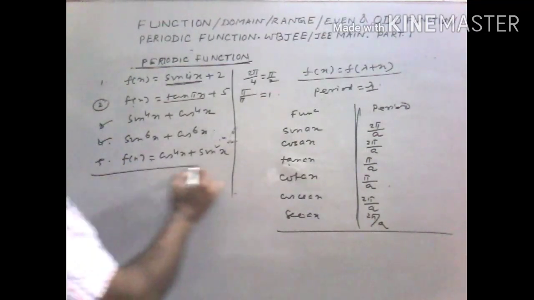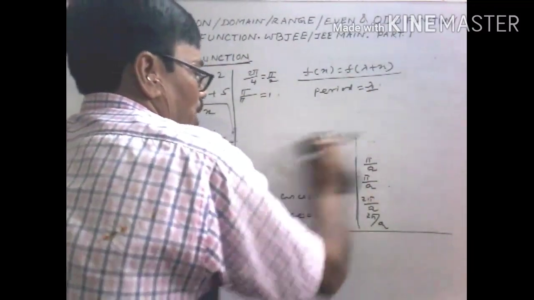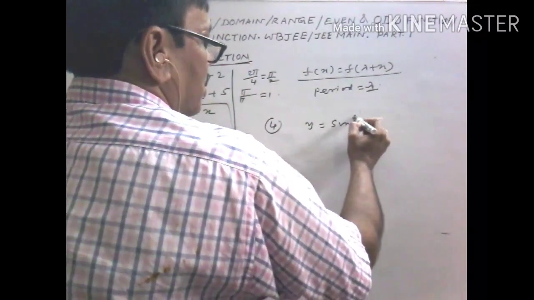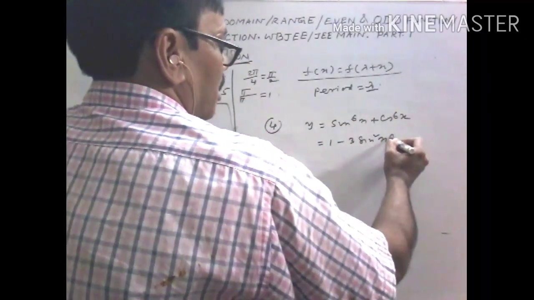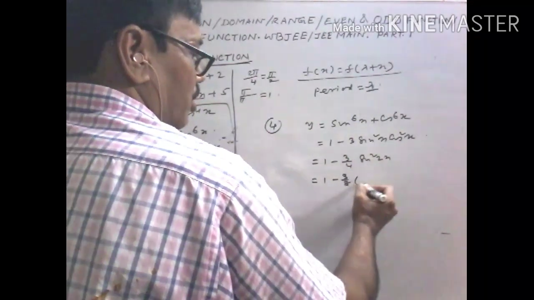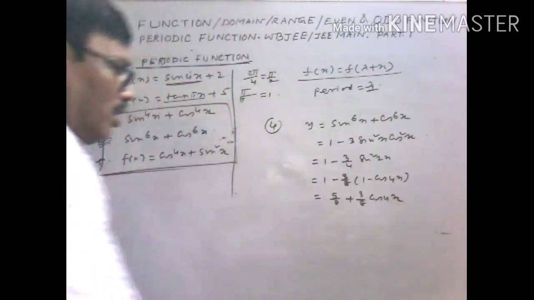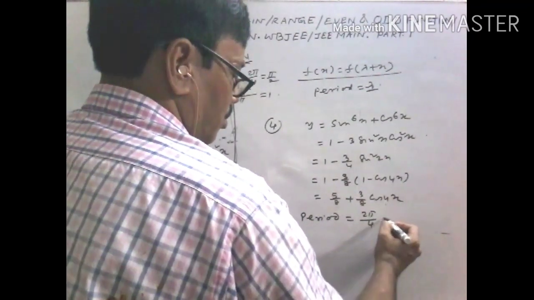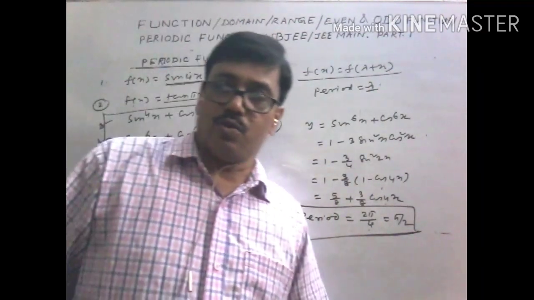Now, problems number 3, 4, 5 are of the same type. You have to express in terms of multiple angle. So look, we have already considered problem number 4. What is y? Sin to the power 6 x plus cos to the power 6 x, and this is 1 minus, we have already solved this problem, 3 by 4 sin square 2x. Then try to recall, 5 by 8 plus 3 by 8 cos 4x. So this is expressible in terms of multiple angle. So what is the period? The period equals 2 pi by 4, that is pi by 2.